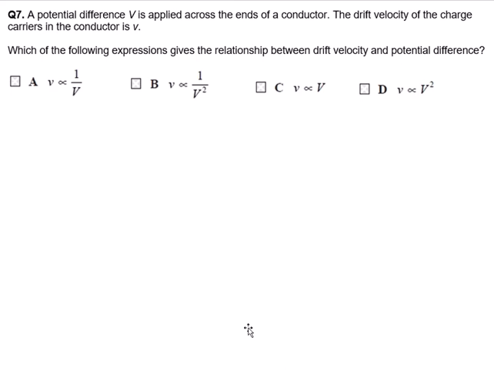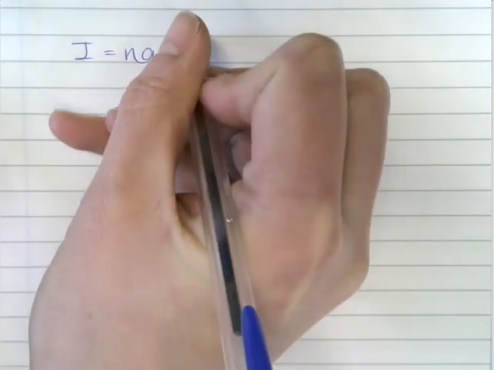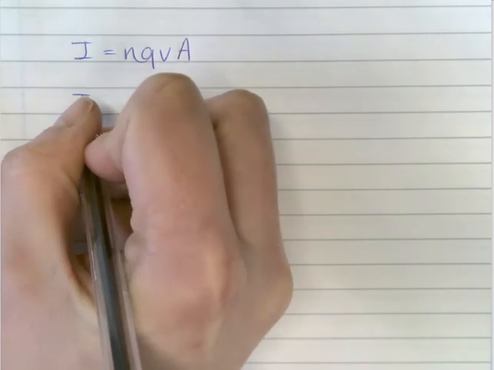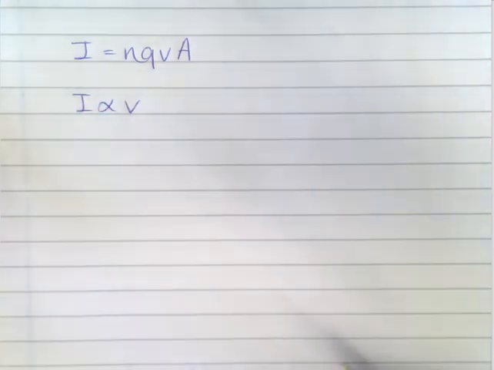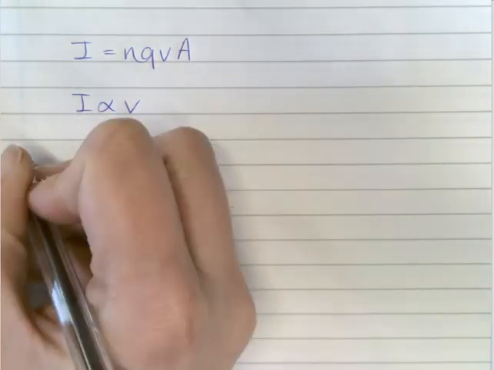Okay, so the potential difference is applied across the ends of the conductor. The drift velocity is v. What is the relationship between the two? Well, I know that I equals NQvA. So I know that I is proportional to drift velocity if N, Q and A are constant. And now let's think about V.